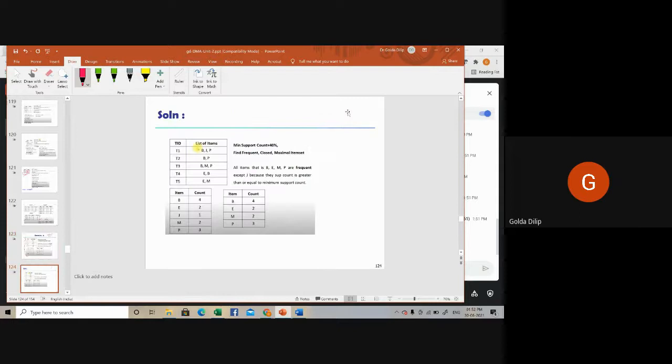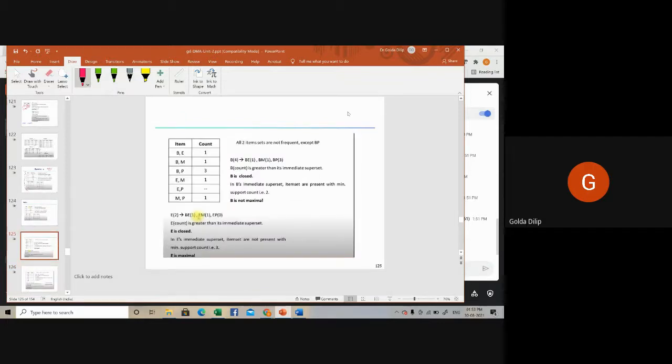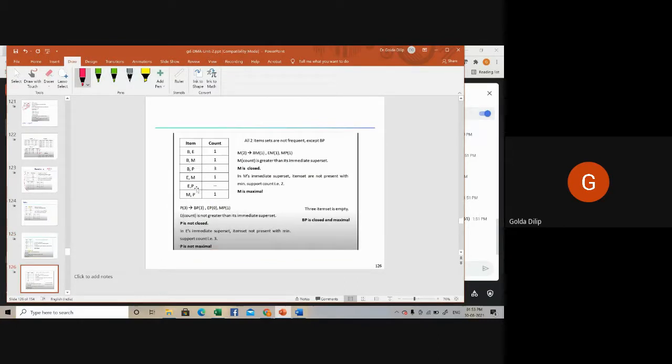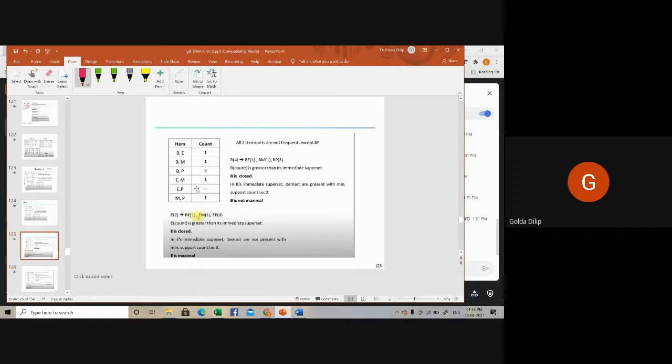Then what is the first step? The first step is the support count for individual items. Then check whether anything doesn't satisfy the minimum support count. Then you generate 2 item sets. Check whether each is closed or maximal. Then go on. Are you all getting the same answer? At least somebody tell me.